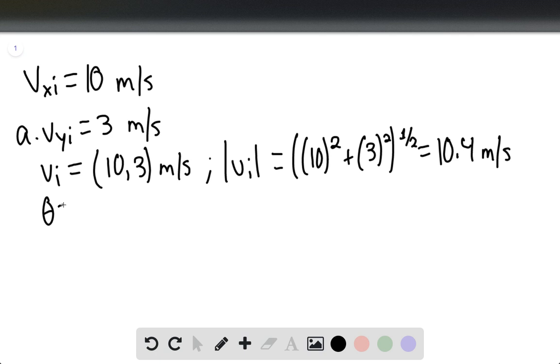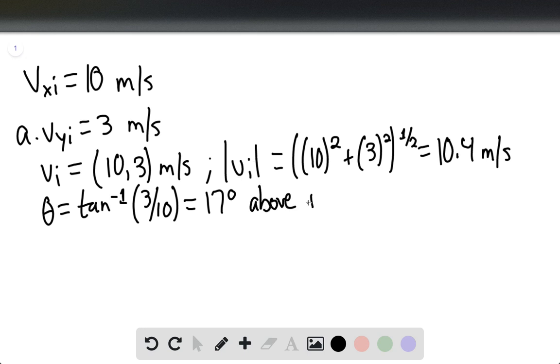To find theta, we would simply take arctan. Now, tangent is simply the opposite over the adjacent. So here we'll have the y component divided by the x component, and this will give us 17 degrees. And both our x and y components are going to be positive, which means that it will be 17 degrees above positive x-axis. So first quadrant.